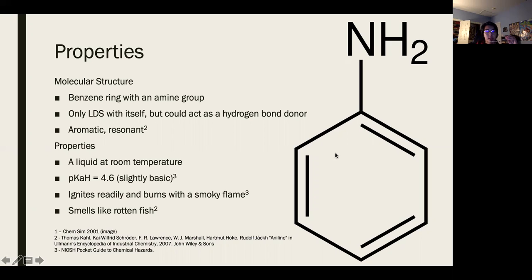Some properties of it: it's very similar to other aromatic amine molecules in that it is a liquid at room temperature. It's also slightly basic. It's really easily oxidized, since its precursor is the same thing but with two oxygens instead of two hydrogens. And therefore it can ignite very readily and burns with a pretty smoky flame. Finally, just like other aromatic amine molecules, it smells a lot like rotten fish.